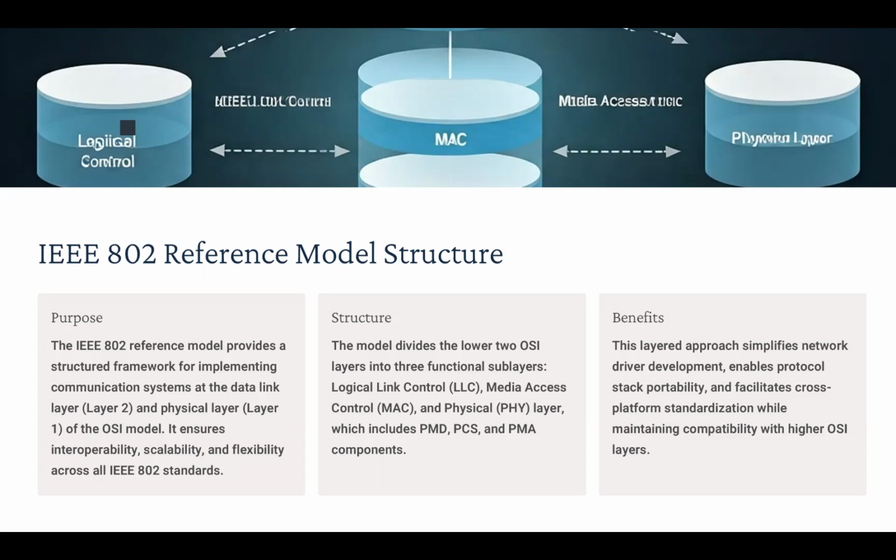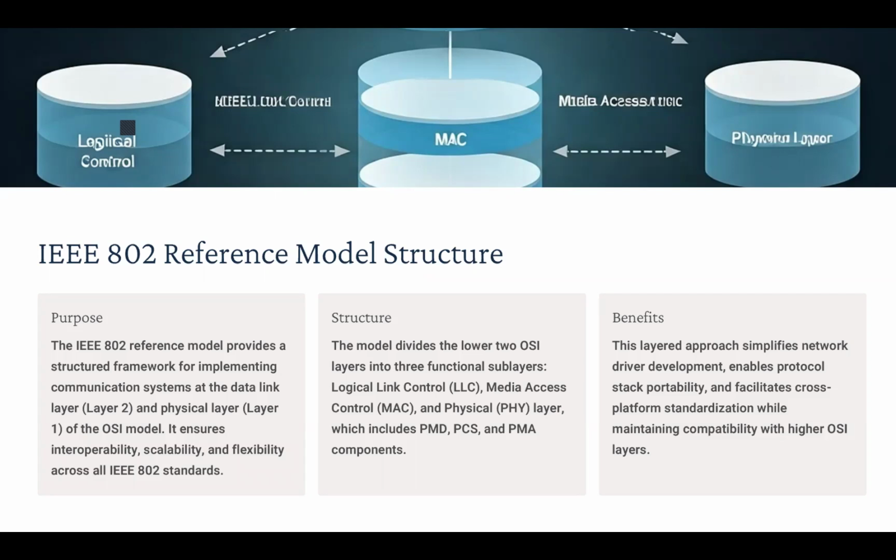The physical layer is further divided into 3 components. One is the physical medium dependent, which handles the transmission medium. We have the physical medium attachment, PMA, which manages signal conditioning and clock recovery. We have the physical coding sublayer, which performs line coding and decoding for bit-level transmission.